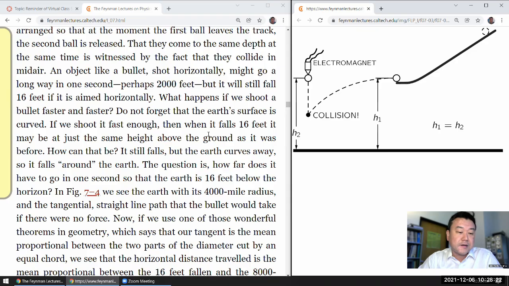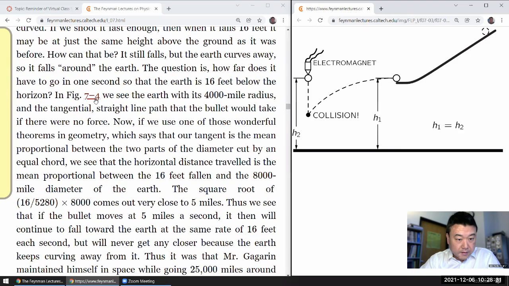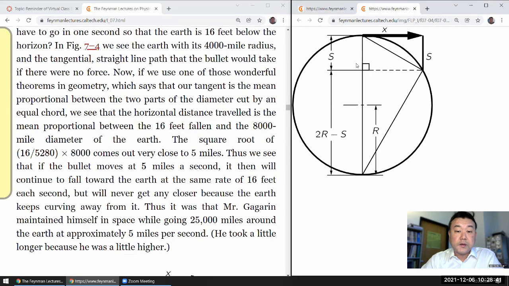The question is, how far does it have to go in 1 second so that the Earth is 16 feet below the horizon? In figure 7-4, we see the Earth with its 4,000-mile radius and the tangential straight line path that the bullet would take if there were no force. Now, if we use one of those wonderful theorems in geometry, which says that our tangent is the mean proportional between the two parts of the diameter cut by an equal chord, we see that the horizontal distance traveled is the mean proportional.